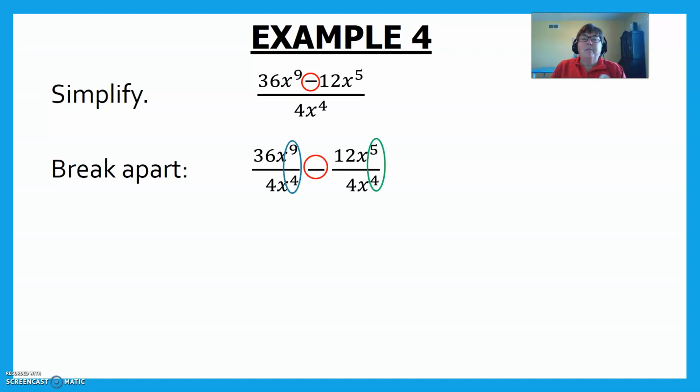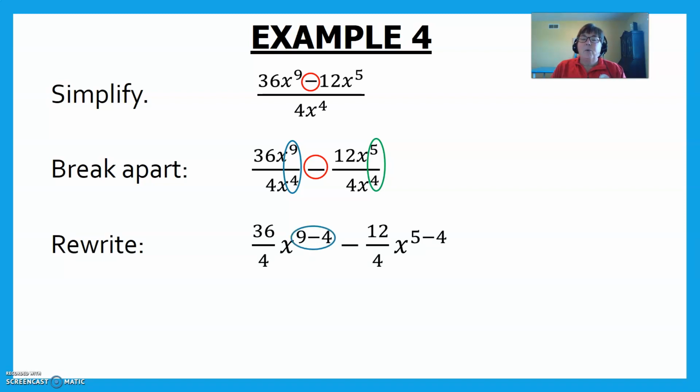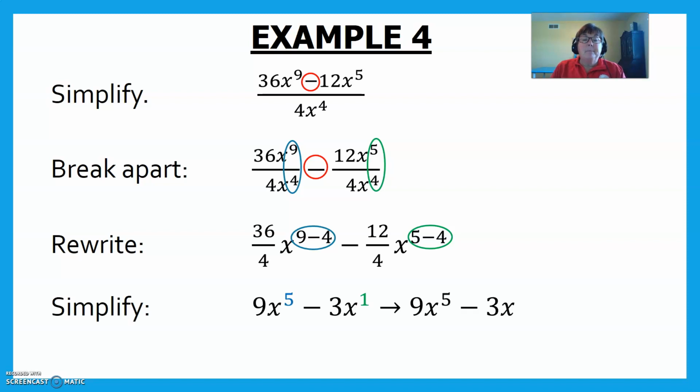I'm going to look at these exponents so that I know what it is I'm going to subtract. So I rewrite it as 36 over 4, x to the 9 minus 4. Those came from the exponents. There's my subtraction sign. And then 12 over 4 and x to the 5 minus 4. So I'm subtracting my exponents. And then I simplify. Well, 36 divided by 4 is 9. X to the 9 minus 4. Well, 9 minus 4 is 5, so x to the 5th, minus 12 over 4 is 3. 12 divided by 4 is 3. And 5 minus 4 is 1, so 3x to the 1st.